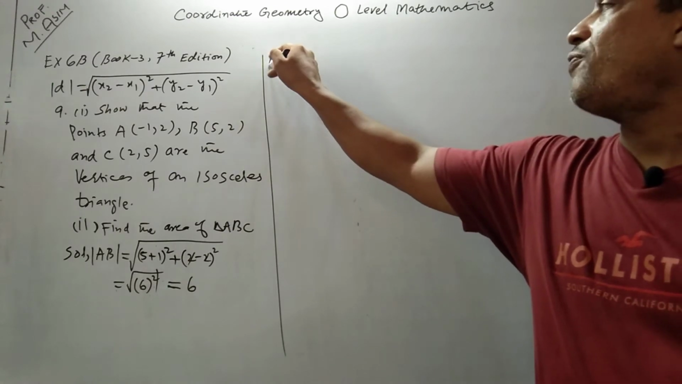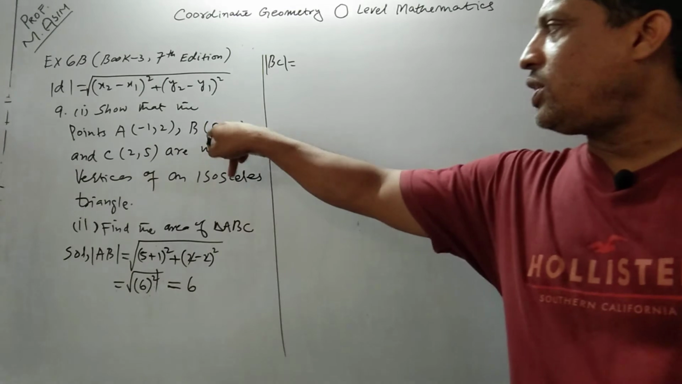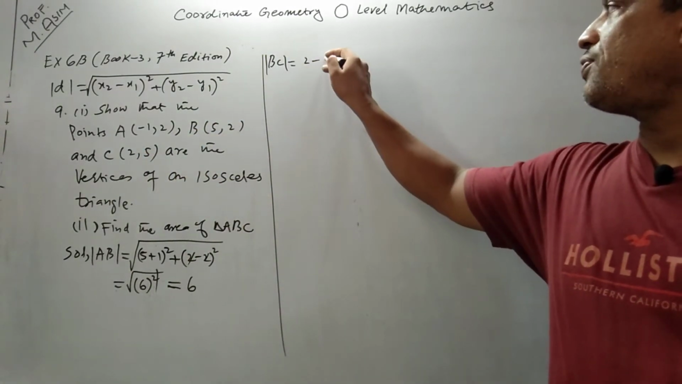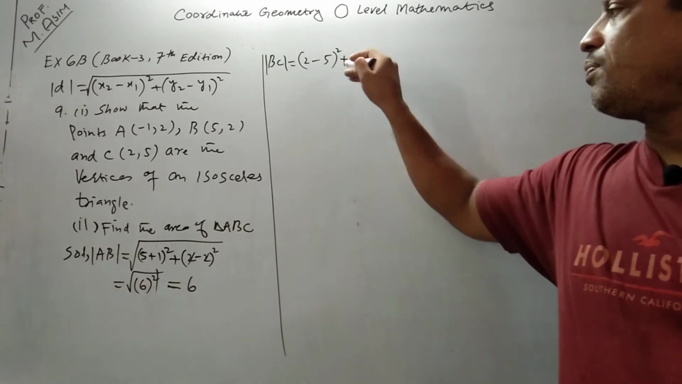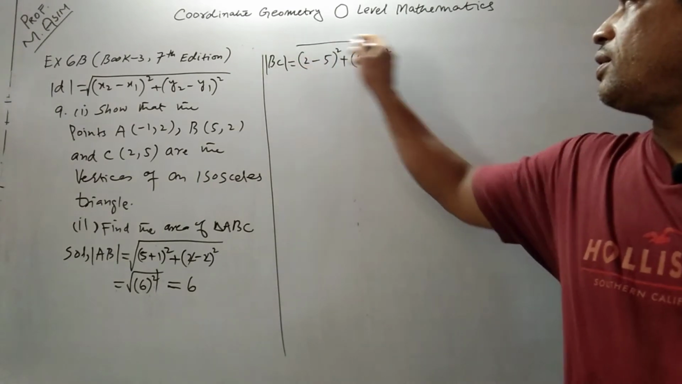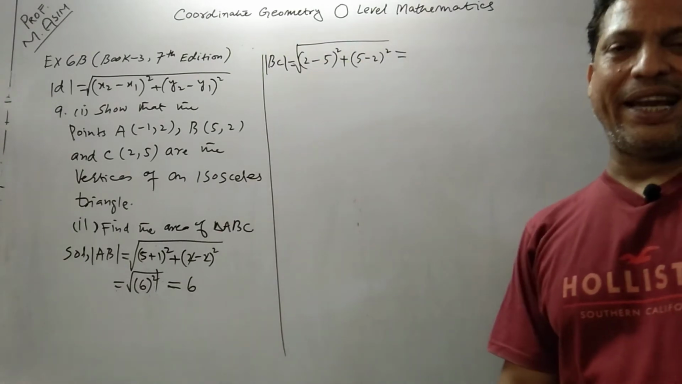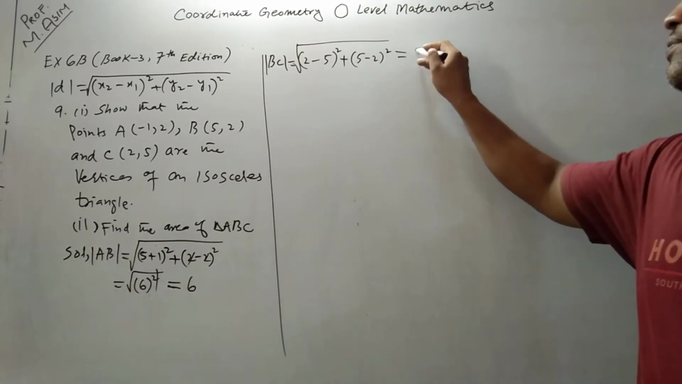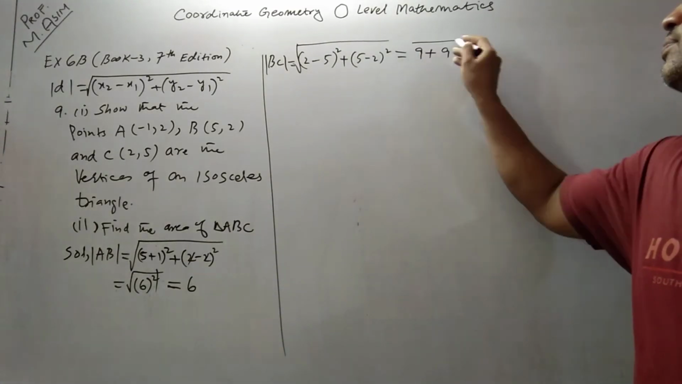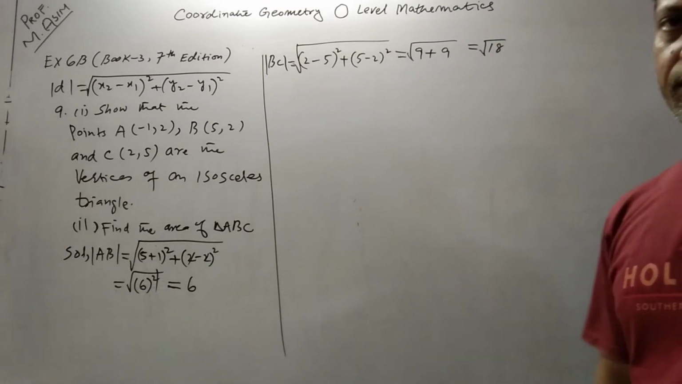Now find the length of BC. This is B, this is C. So this is x1 y1, this is x2 y2. So 2 minus 5 square plus 5 minus 2 square root. 2 minus 5 is what? Minus 3. Minus 3 square is plus 9. 5 minus 2 is what? 3. 3 square is 9. 9 plus 9 is 18 root.